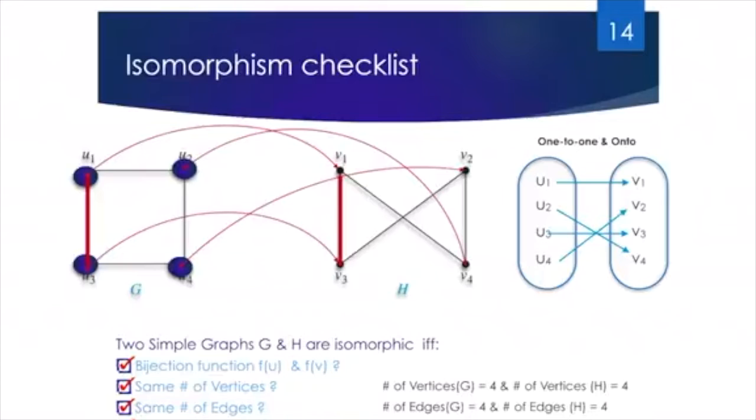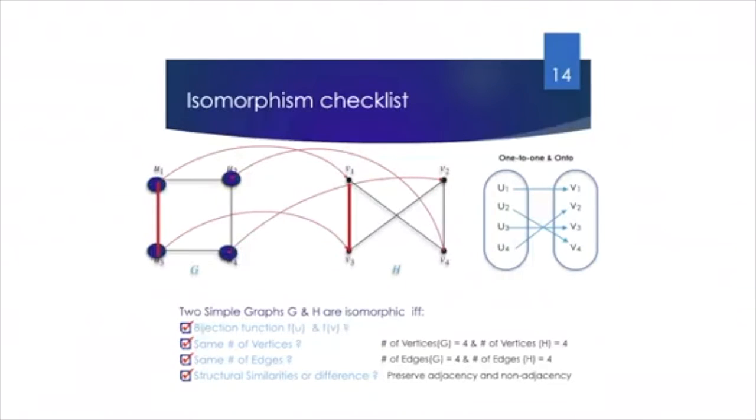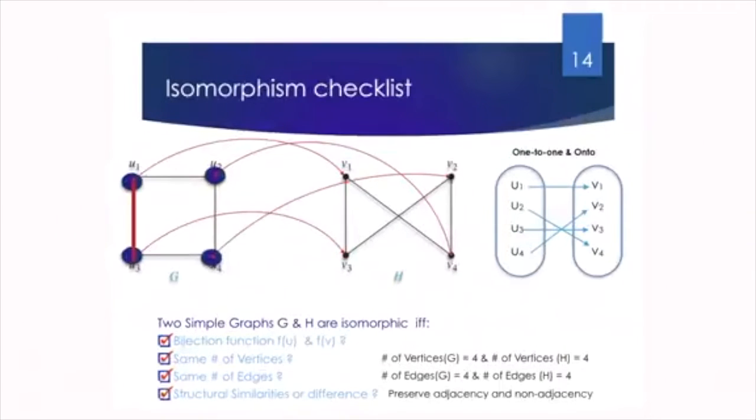So the adjacent vertices in G are mapped to adjacent vertices in H. If you look at the diagram, U1 has been mapped to V1. Now V1 is adjacent to V4 and V3. You will see now V4 is mapped to the vertex U2 and V3 is mapped to U3. Now U2 and U3 are adjacent to U1. So we have now preserved the adjacency and non-adjacency between the two graphs, so we could conclude that those two graphs are isomorphic.